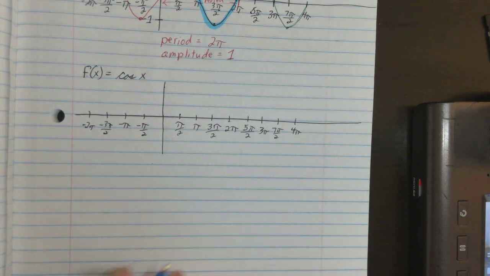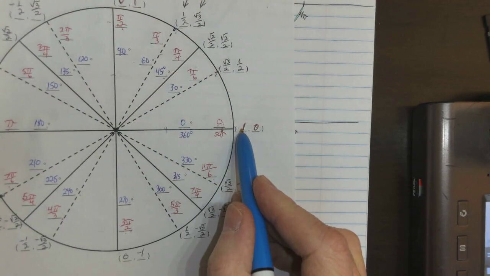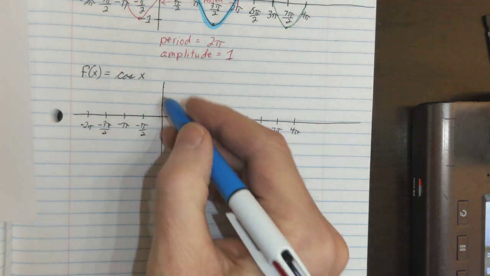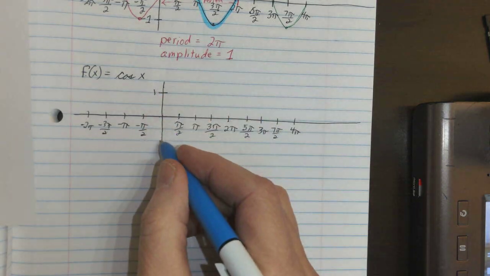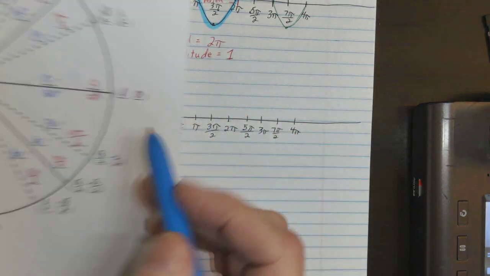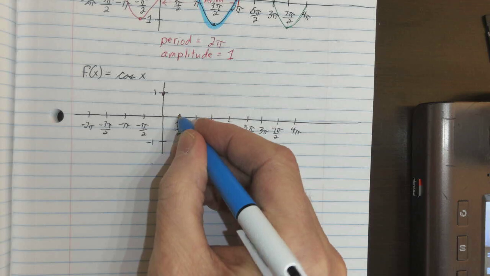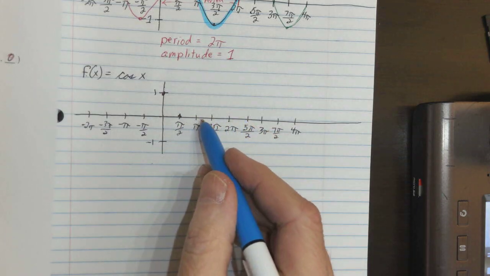All right, now cosine of 0 is 1. And I'm going to make 1 here and negative 1 here. Cosine of 0 is 1. Cosine of pi over 2 is 0. Cosine of pi is negative 1.